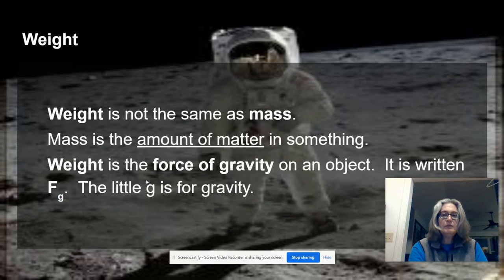Weight is not the same as mass. We've used mass a lot like it was weight, but mass is the amount of matter in something. Weight is the force of gravity on an object. It is written F with a little subscript g. The little g is for gravity. If you were orbiting the Earth, you would have no weight. You'd be weightless, but you would still have all your mass. We'll talk more about mass in a couple of days when we start talking about inertia.